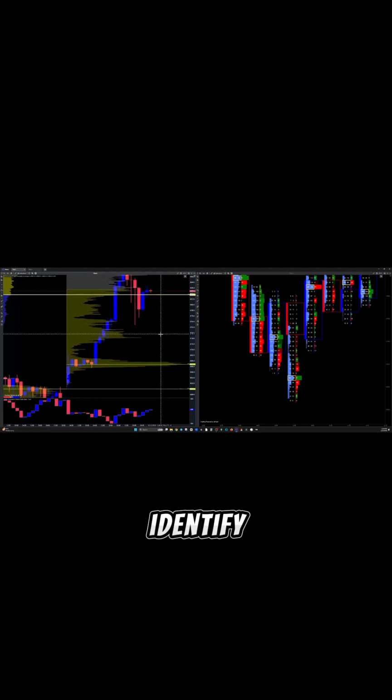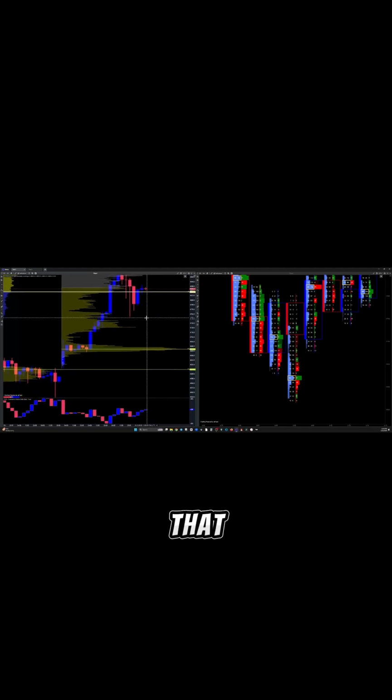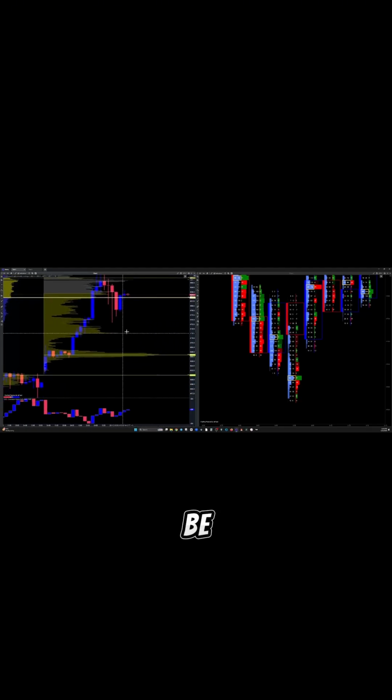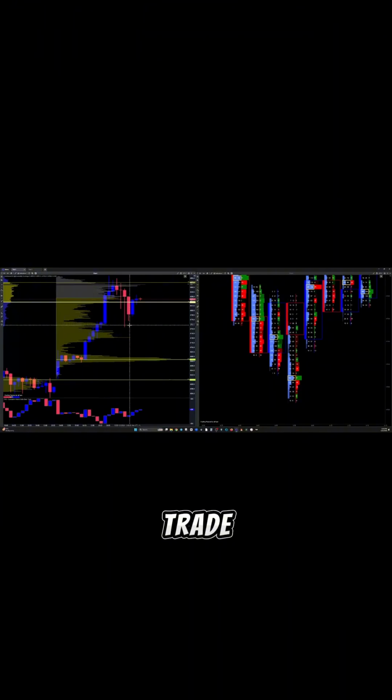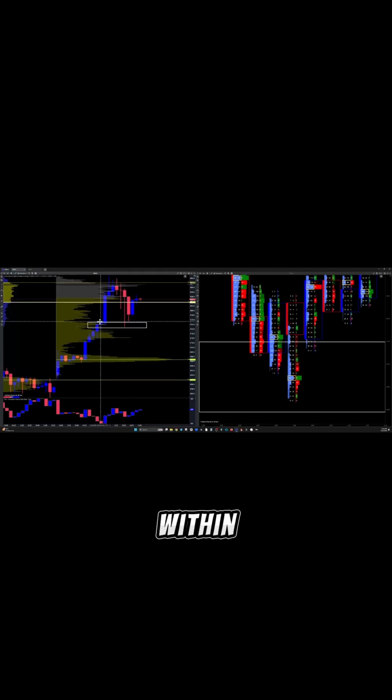Now, once I identify the areas where I probably want to be taking trades, for example, this trade here, looking at these high volume loads here, I'll put on my rectangle shape here. Now, what do you notice? Within this area, I have my opening price.